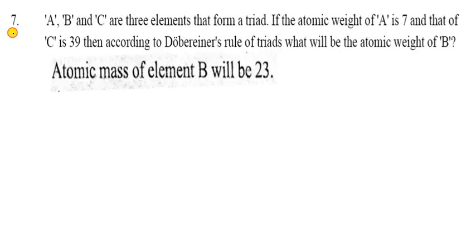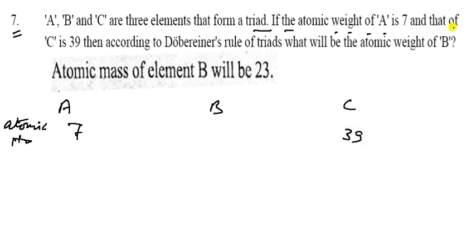Let us see the next one, question 7. A, B and C are the three elements that form a triad. If the atomic number of A is 7, so you have to write it here, and B is here and C is here. And that of C is 39. Then, according to Dobereiner's rules of triads, what will be the atomic number of B?